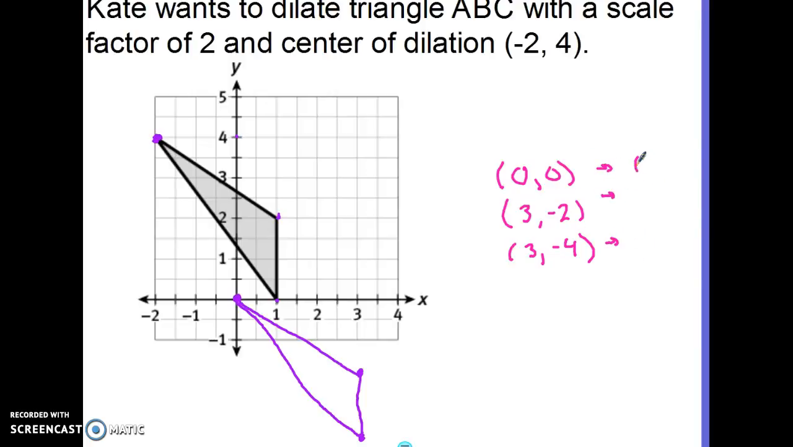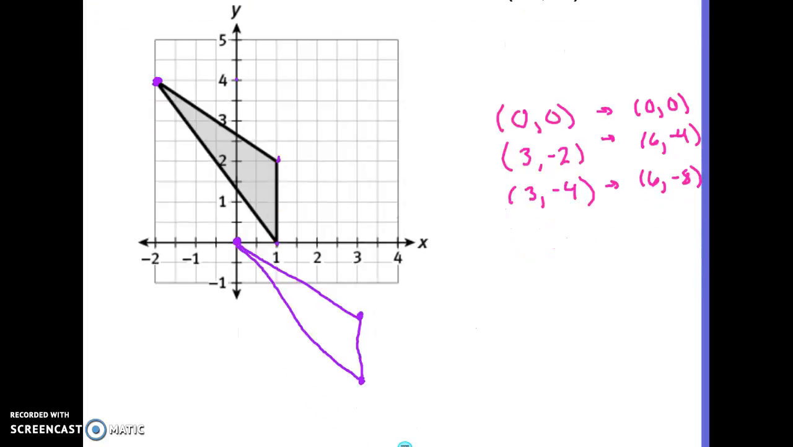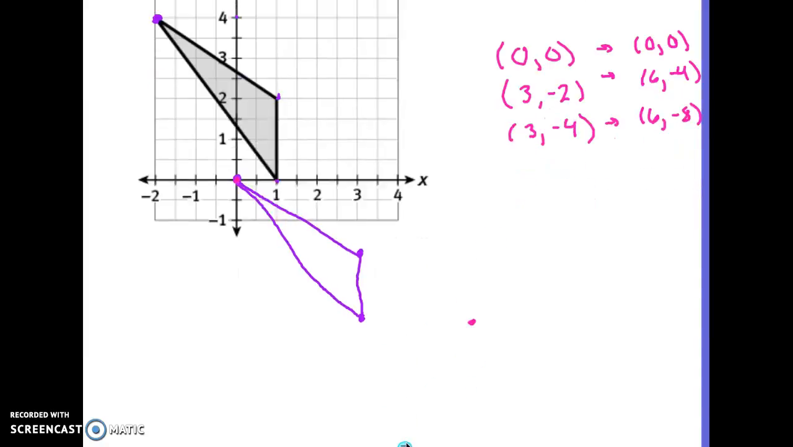All right, I could multiply all these by 2, right? So 0, 0 times 2 is still 0, 0. 3 times 2 is 6. -2 times 2 is -4. 3 times 2 is 6. And -4 times 2 is -8. This is going to go way off my graph, but I'm going to try and graph it just so you can get an idea of how much bigger it became. So 0, 0 stayed the same, but 6, -4 is out here, and then 6 is way out here. -8 would be much, much lower. It'd be all the way down here.